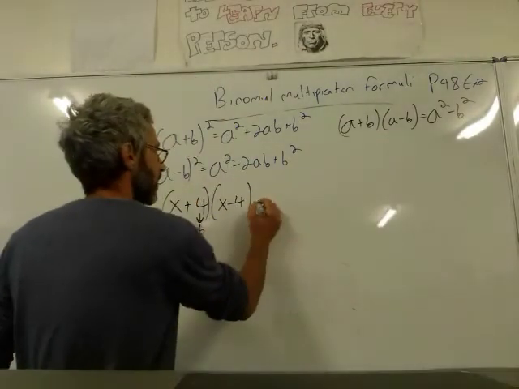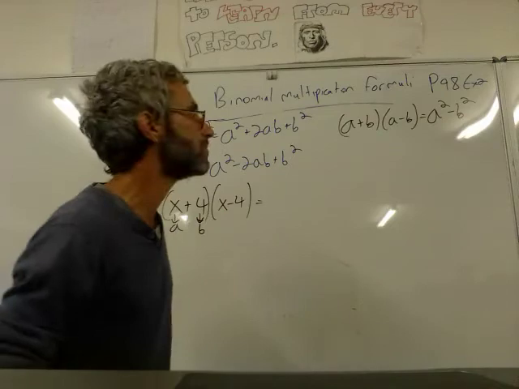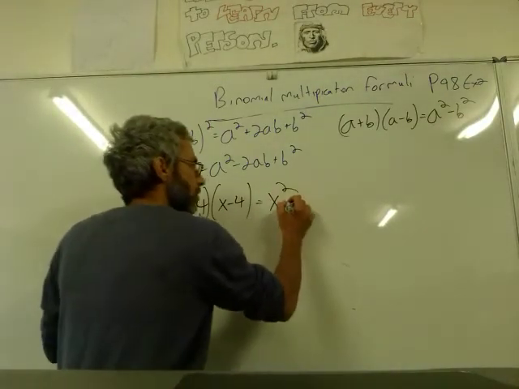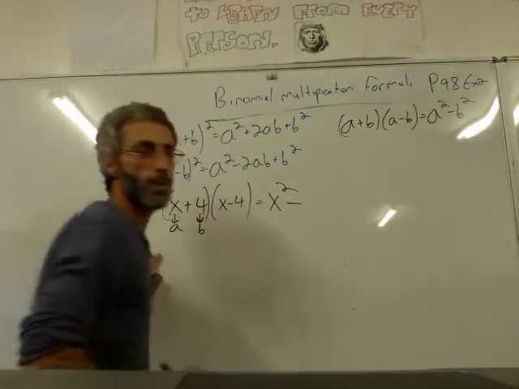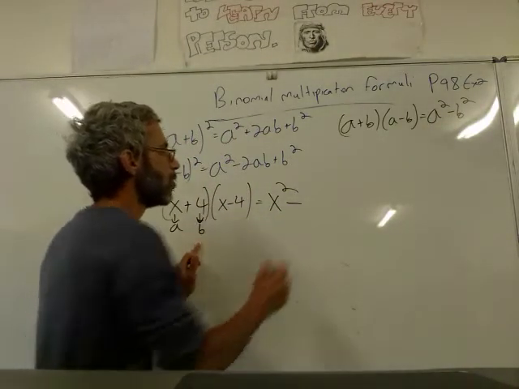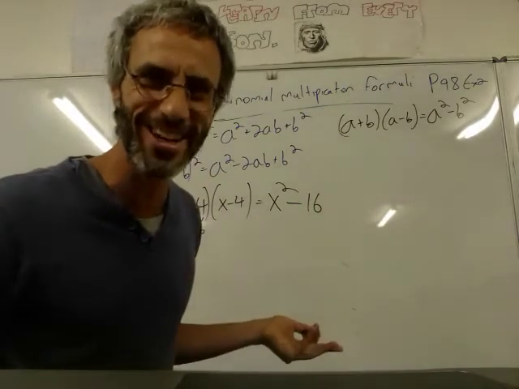What does that formula tell us? We're going to square the first term. X is the first term, so I'm going to write x squared. Then we're going to write minus, and we're going to square the second term. What's the second term? 4. What is the square of 4? 16. Really easy, isn't it?